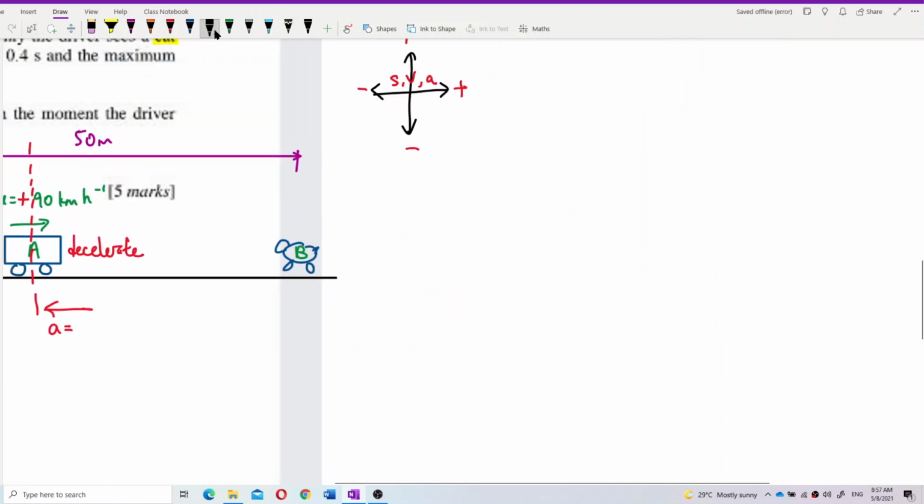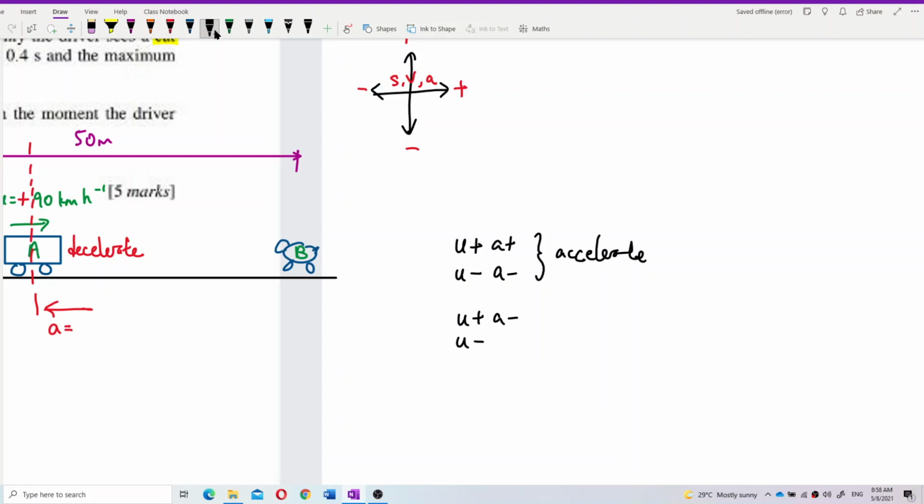We learned before already. When the velocity and the acceleration are in the same direction, the object accelerates. But when the velocity and acceleration are in opposite directions, it decelerates. Isn't it? We learned before already.